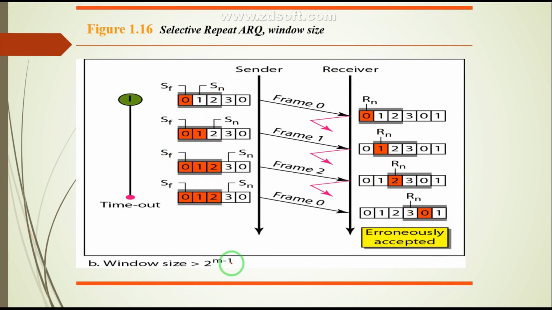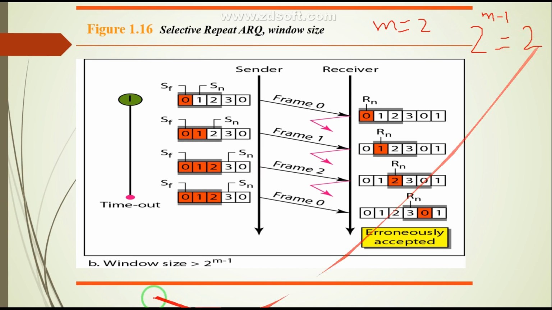First of all, guys, we are going to take the window size greater than 2 raised to m minus 1. Over here, we are going to choose m equal to 2 for this example. As you know, 2 raised to m minus 1 means 2 minus 1, that should be equal to 2. So over here we have taken the window size greater than 2. The window size is 3, as shown in this figure.